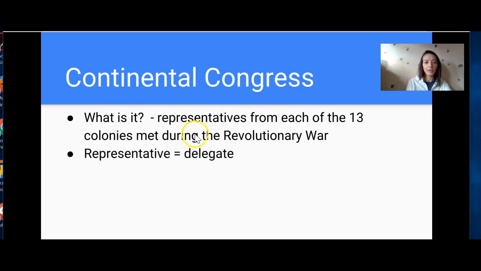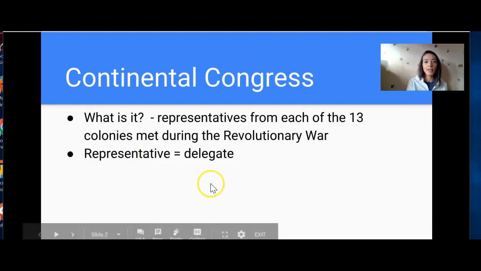Okay, now we used this word representative. Now, when we're talking about representatives, we might also use the word delegate. So it means the same thing. They are synonyms, words that mean the same thing. They just happen to be different words, okay? So the delegates met for the Continental Congress, or you could say representatives met in the Continental Congress.